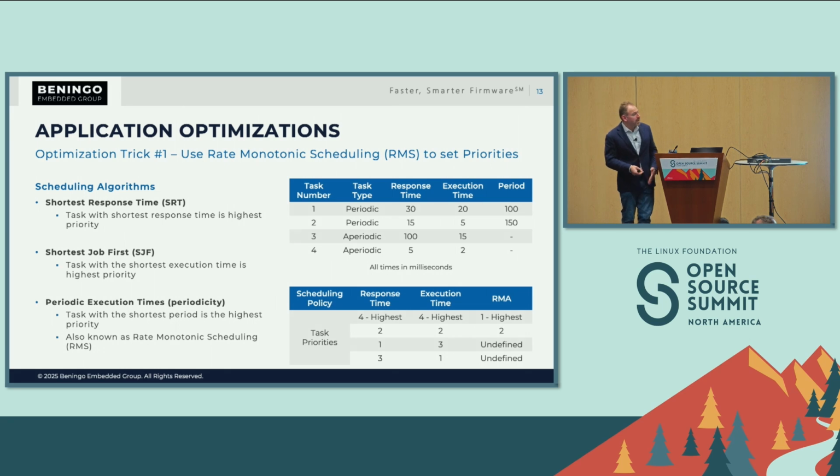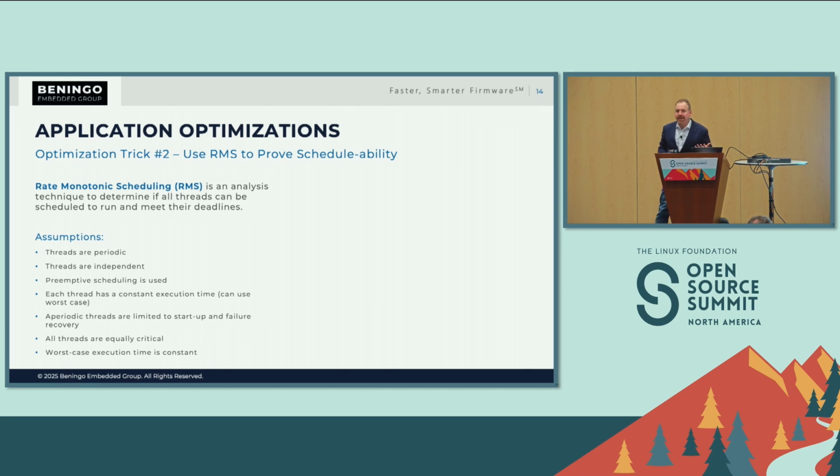And so because of that, we want to make sure that we use techniques like rate monotonic scheduling to identify what the priorities of our tasks should actually be. You can see here on the right-hand side a couple of examples: a system with 3 threads and different rates, and how you might set the priorities based on the different scheduling algorithm that you might select. For real-time embedded systems, we often use, like I said, the periodic execution times, which we often call rate monotonic scheduling.